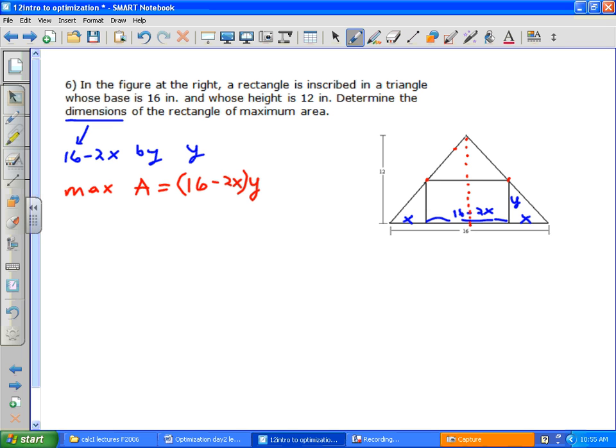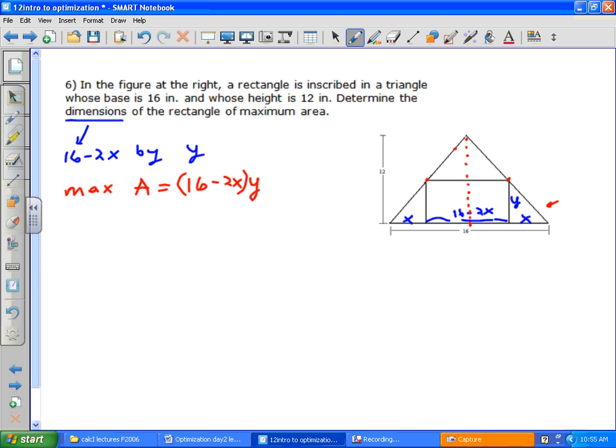How could we get x in terms of y? We know the outside dimensions of the big triangle, right? And this little one here has y as the height and x as the width of this triangle over here. I heard similar triangles. I heard the ratio. Same idea there, right? We can use similar triangles.